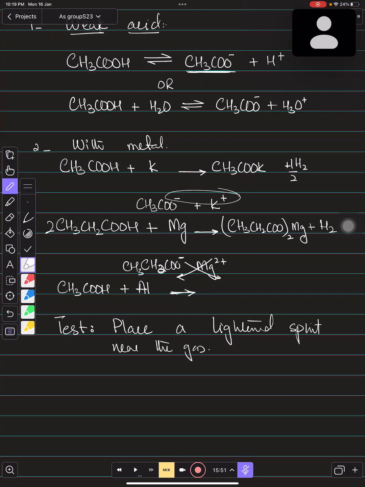If the gas is hydrogen, definitely it will produce a popping sound. So you can say that it will extinguish with a pop sound. The pop sound is very much important over here, right?